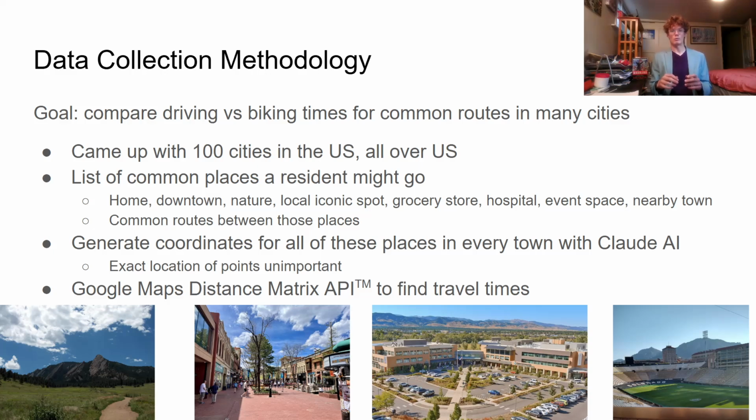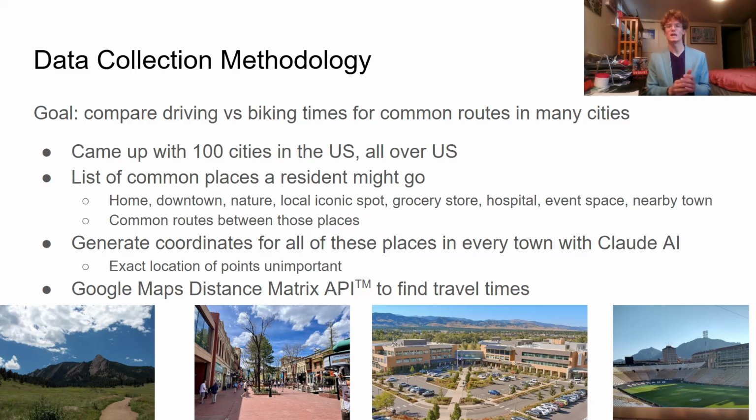And then I came up with a list of common places that a resident might want to go, right? So might want to go from home to downtown, or from downtown to some event space or stadium. Then I got common routes between those places because of the way my Google Maps API works, which I'll get to. I couldn't compute the route from every place to every other place within a city. So I had to find common routes.